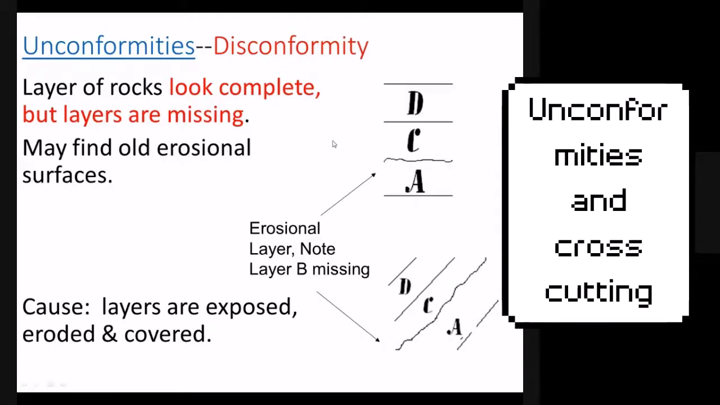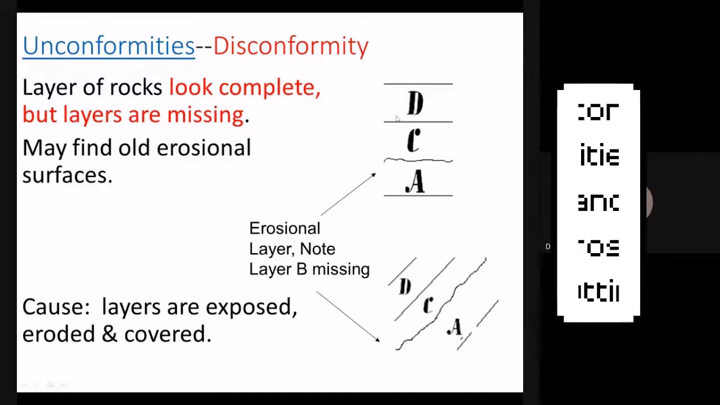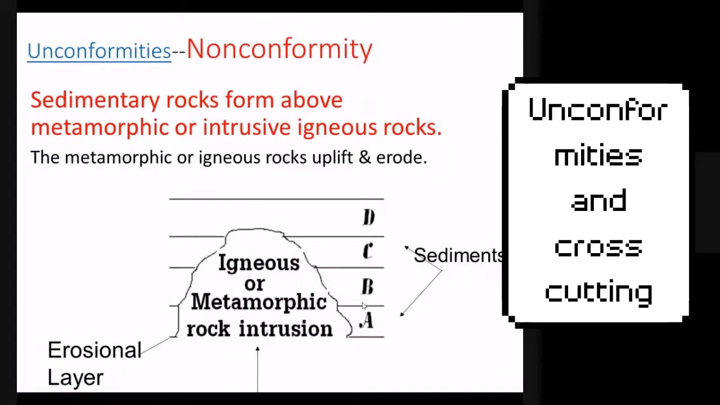And the whole reason a disconformity happens is maybe layers A and B were exposed to the air and they were eroded over a long period of time, eroded by wind, water, ice, sunlight, plants, all sorts of things. And then they got covered by water or something, and then C and D were placed down. That's usually what happens. Next, the nonconformity, which is a lot easier to find than disconformities.